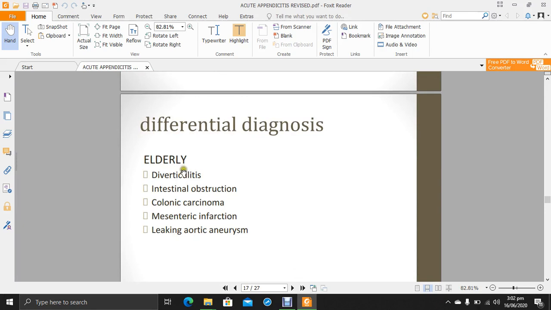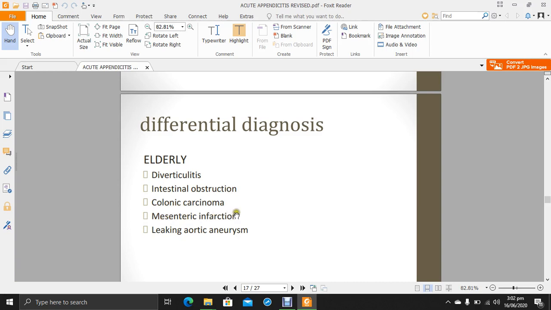Diverticulitis. In diverticulitis, Meckel's diverticulum can be the underlying cause, and there is a condition, diverticulosis. Multiple diverticuli are on the colon, on the gut, from the esophagus up to the rectum. So inflammation of the diverticuli can lead to this pain, especially in the right iliac fossa. Intestinal obstruction can also present. Colonic carcinoma. These are the differential diagnosis in elderly people.